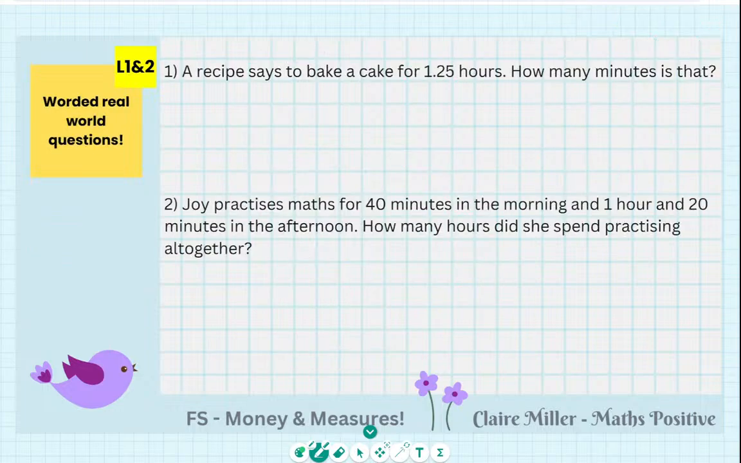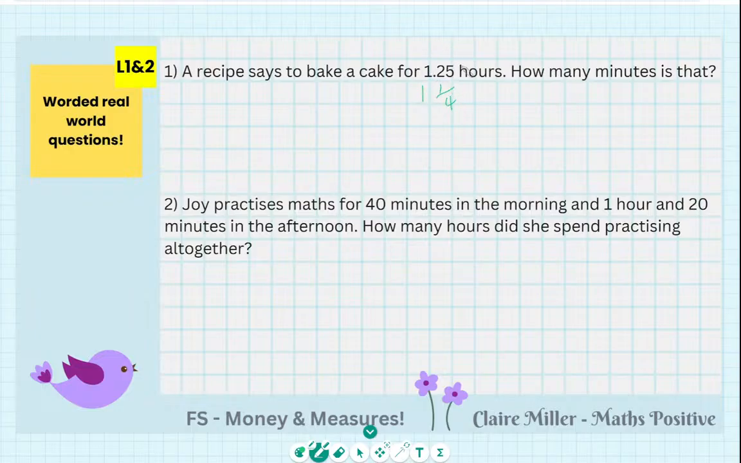So finally, let's have a think about some real world questions. And this is the kind of thing that you could try and do a little bit of practice at just in your everyday life. So a recipe says to bake a cake for 1.25 hours. Gosh, this would be a confusing recipe, wouldn't it? Because it's kind of confusing when you put hours as decimals. But it's really good for us to start getting used to seeing that, just so that we're able to interpret it. So 1.25 hours, that 1.25 is 1 1/4, isn't it?